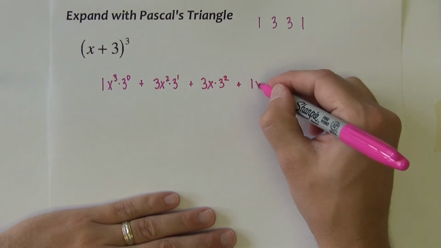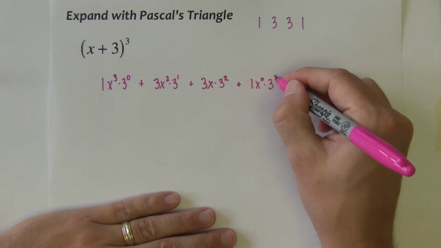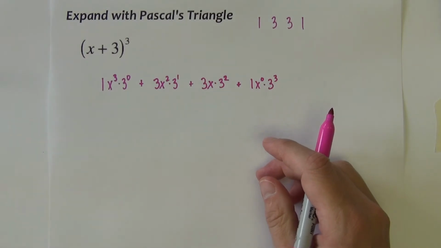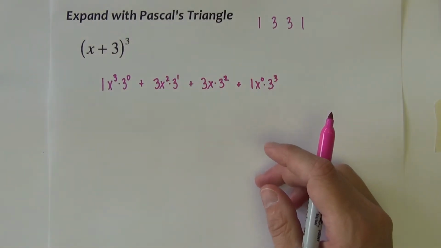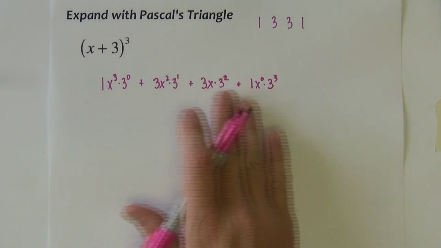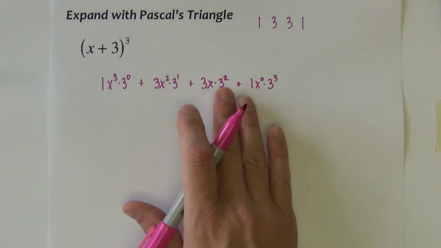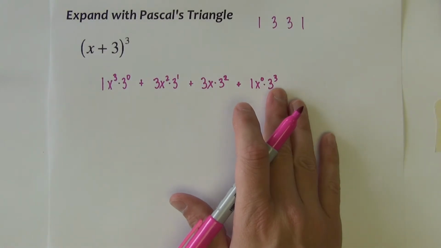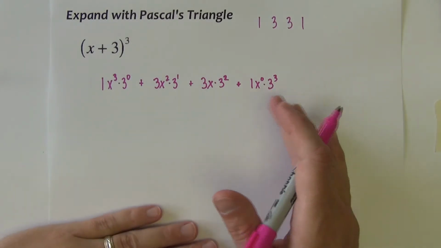Next is 1x to the 0, 3 to the 3rd. Okay, so you see the 1, 3, 3, 1 at the front of every term. See the powers of x go down by 1. Powers of 3 go up by 1. Okay. Now we're just going to simplify here.